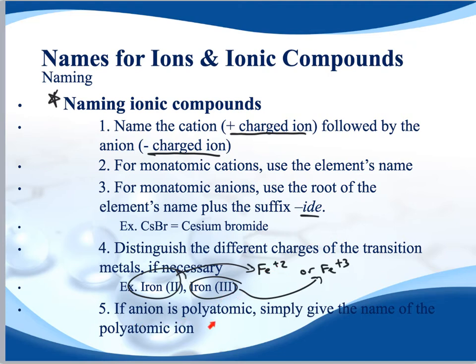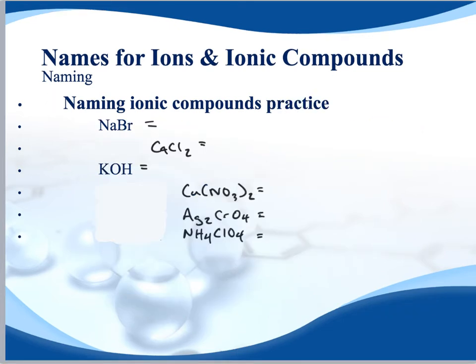If an anion is polyatomic, simply give the name of the polyatomic ion. So if it's not a monatomic anion, if it's a polyatomic ion, it's going to be the anion. Just give the name of it. We're going to do a few for practice here in just a moment.